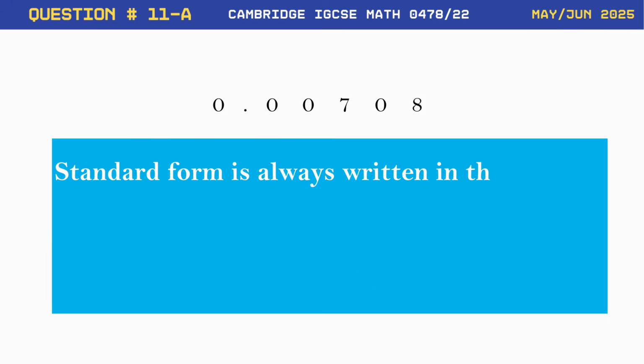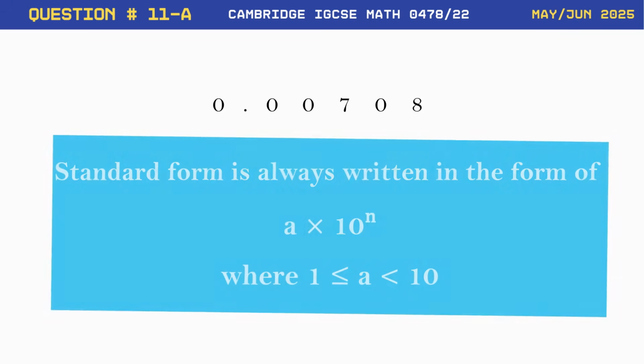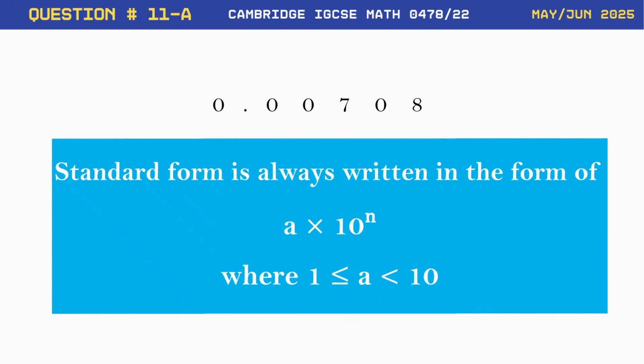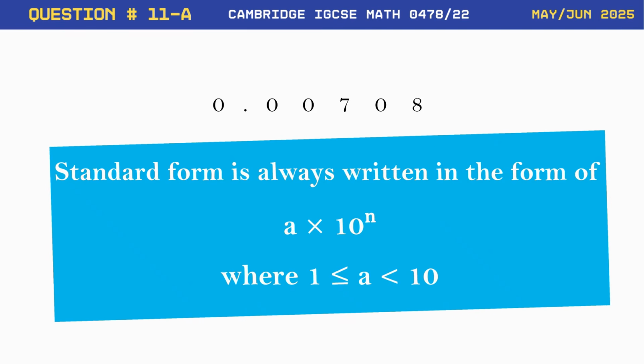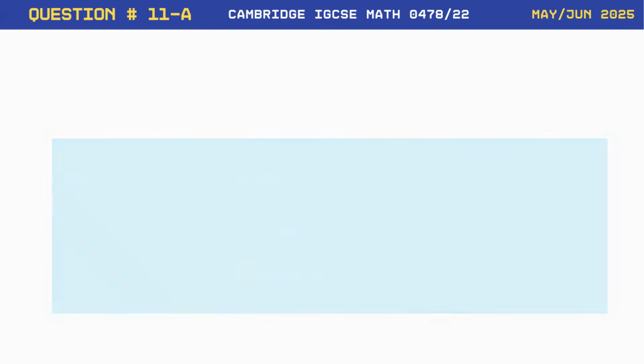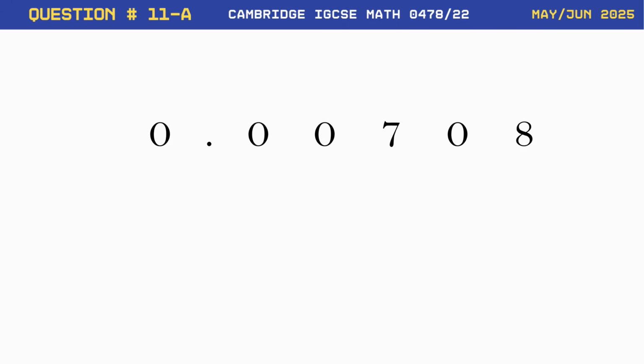A number in standard form is written as a times 10 to the power of n. Here, a is the number at the front, and it must be greater than or equal to 1, but less than 10. We are given the number 0.00708. Clearly, this number is not between 1 and 10, so it is not in standard form.